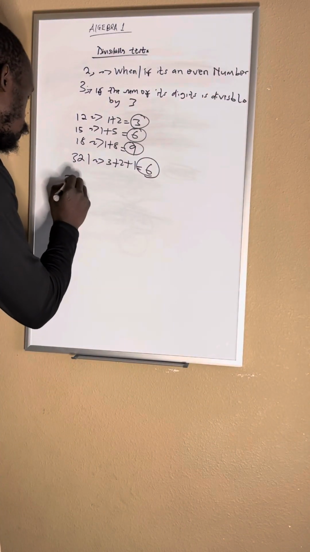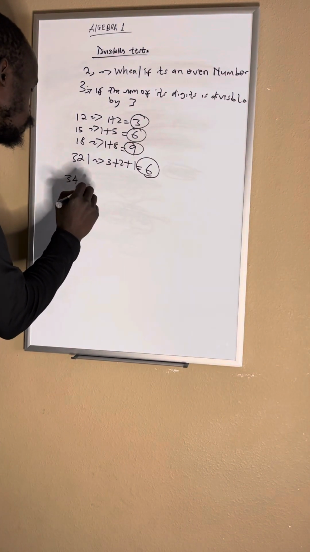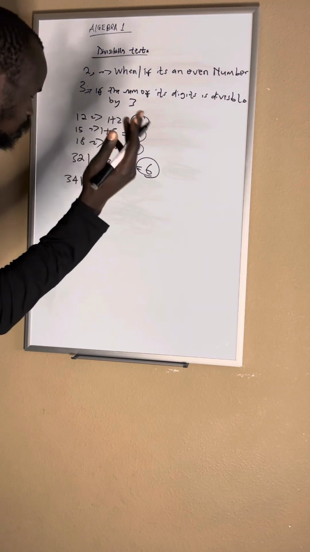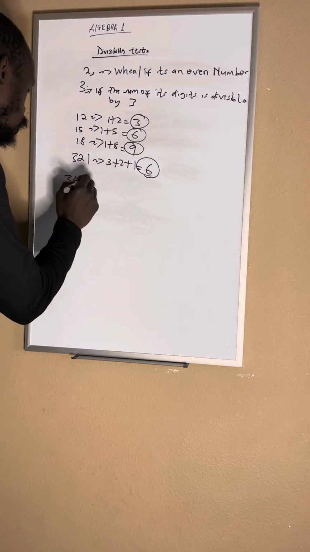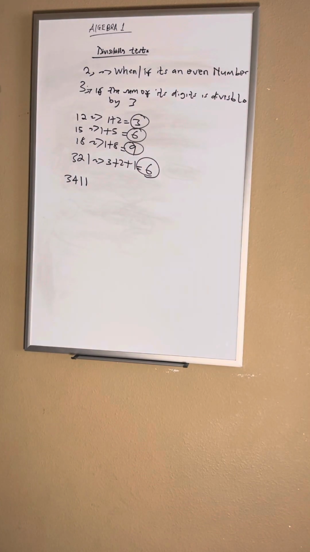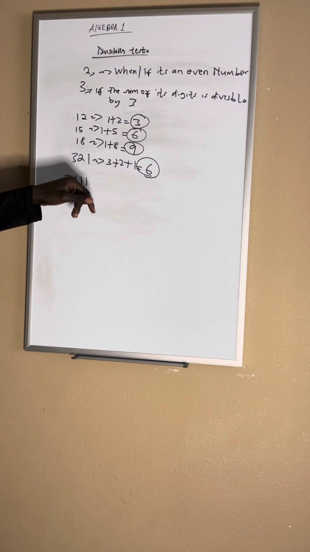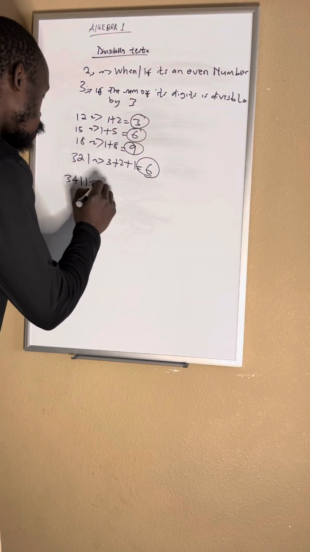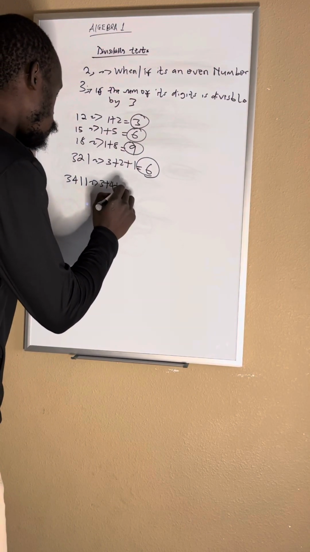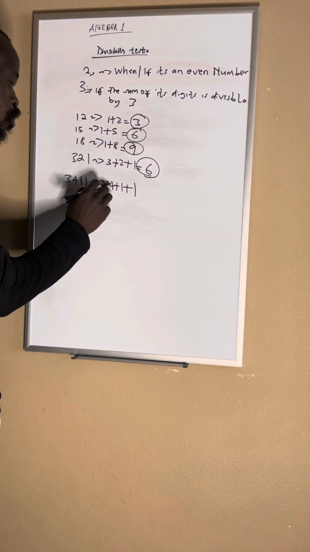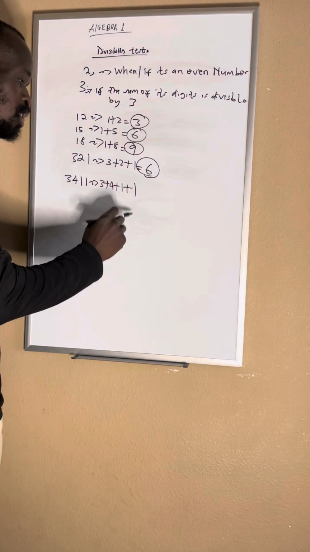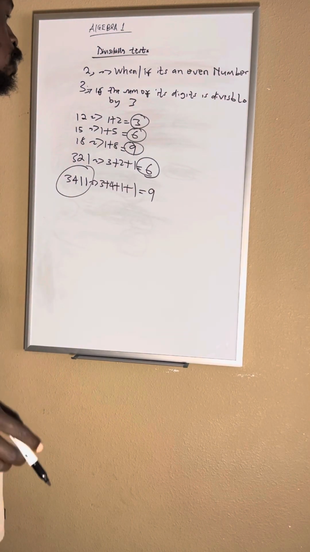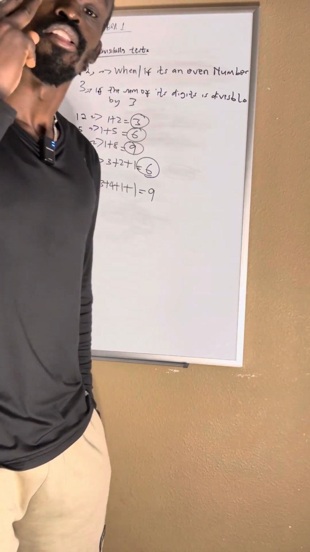Let's find another number. 3,411. Is 3,411 divisible by 3? Let's add the sum of its digits: 3 plus 4 plus 1 plus 1. So 4 plus 3 is 7, 7 plus 1 is 8, 8 plus 1 is 9. So this number, 3,411, is divisible by 3.